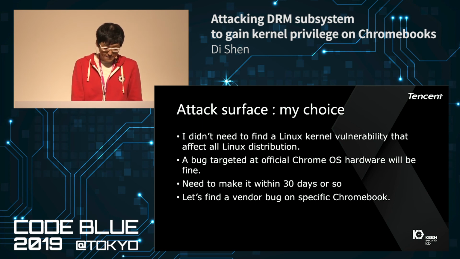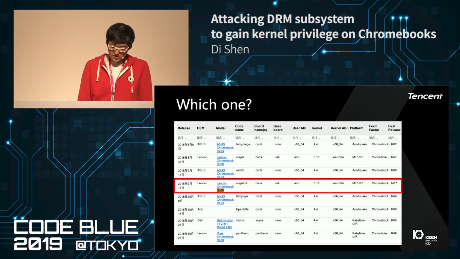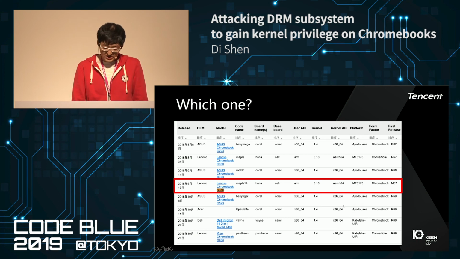Because I have only 30 days to finish it. If I cannot, it may be failed. So let's just try to find a vendor bug on a specific Chromebook. Here is a partial list of Chromebook models. I'm looking for an easy target.